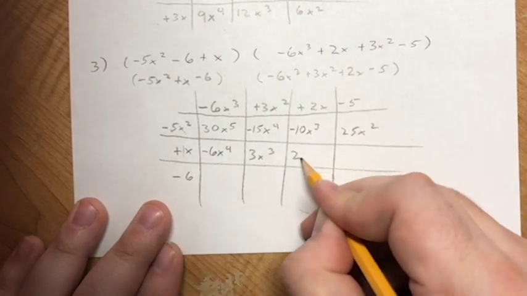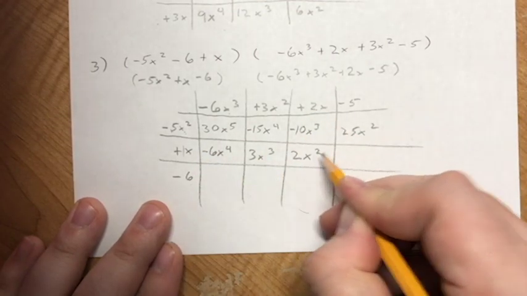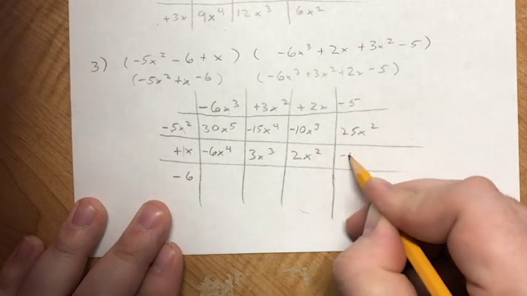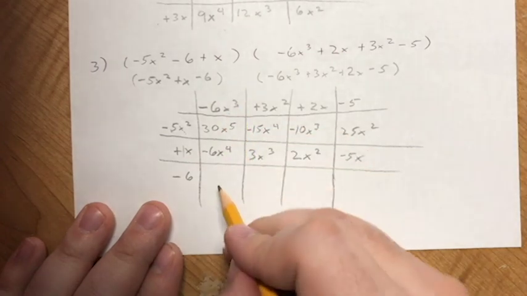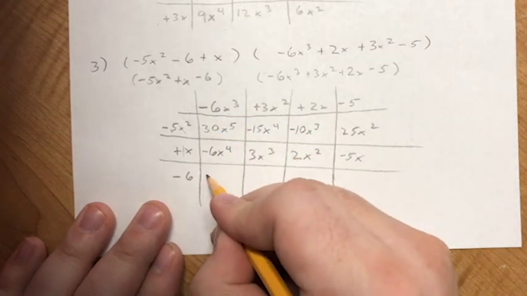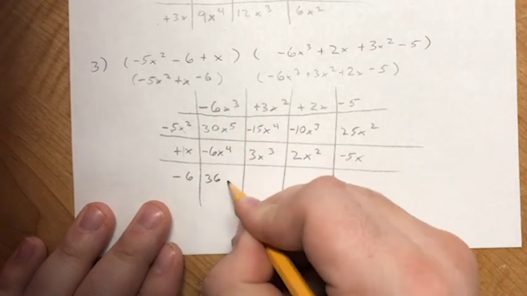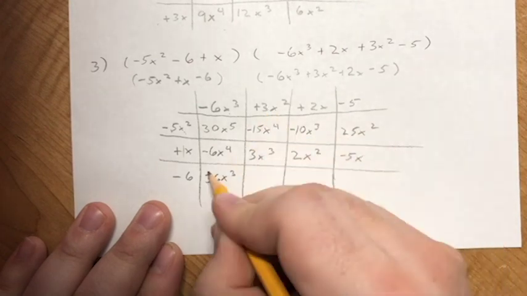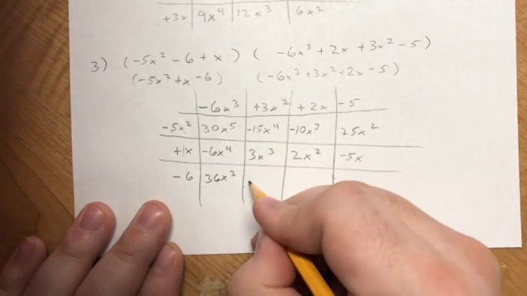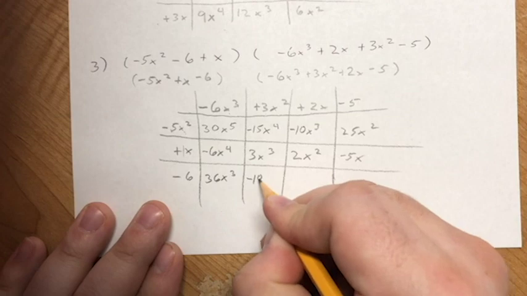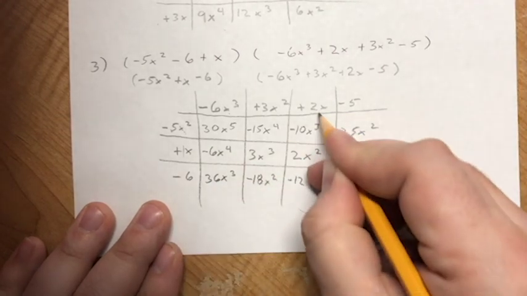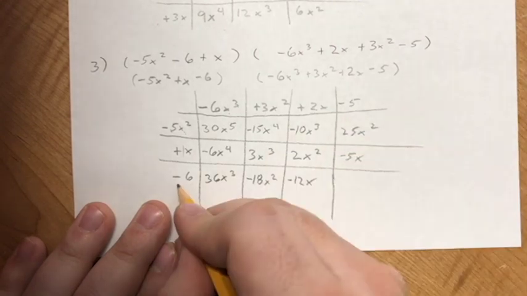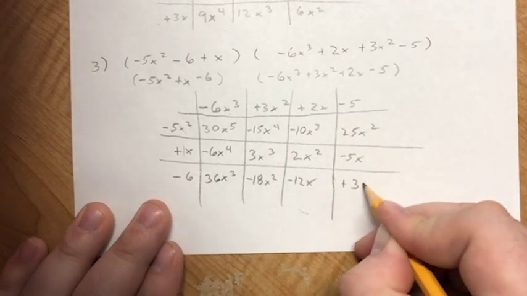2 times 1 is 2. x times x is x squared. Negative 5 times 1 is negative 5, and then we would multiply by the x. Continue to go on. Negative 6 times negative 6 is going to be 36x to the third power. 3 times a negative 6 is a negative 18x squared. 2 times a negative 6 is a negative 12. Continue with my x. Negative 5 times a negative 6 is a positive 30.